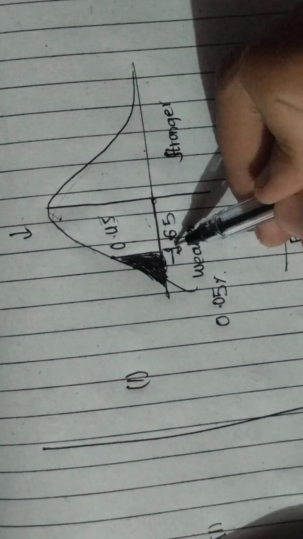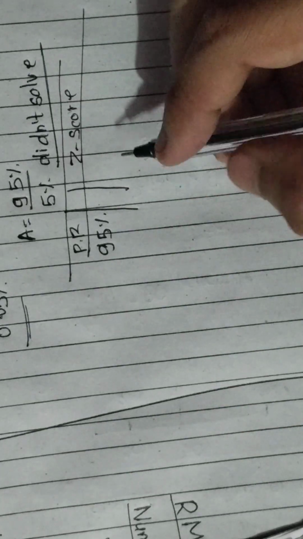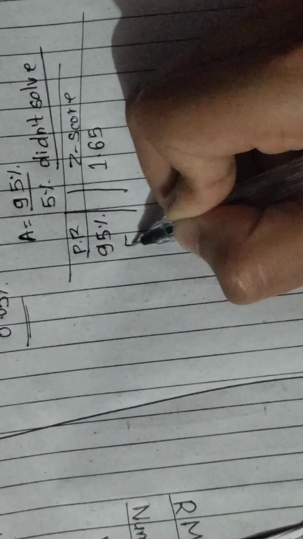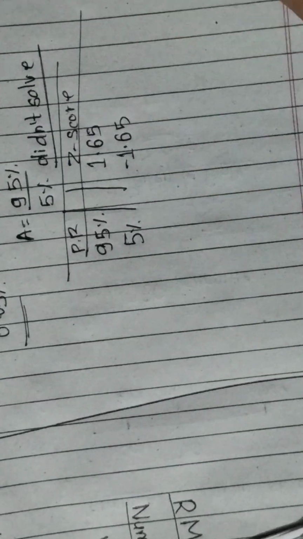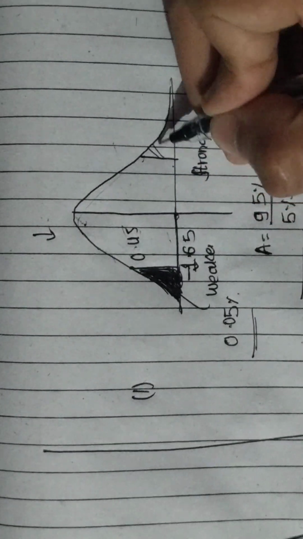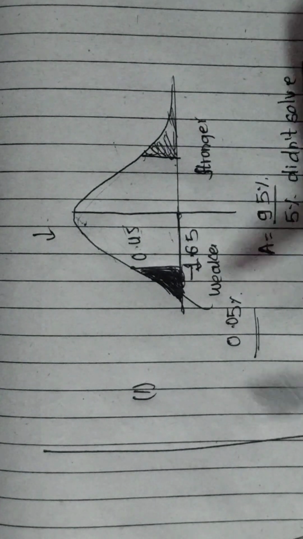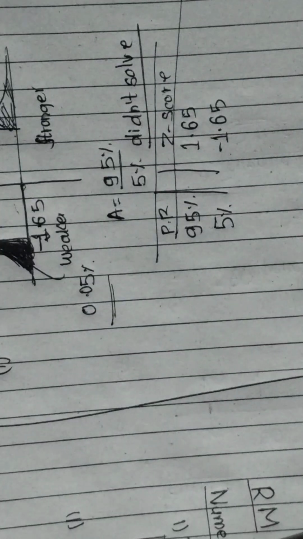So it means that at 1.65, the area after that is 0.05. So the z score for the 95 percentile is 1.65. For the 5%, it will be minus 1.65. Because for 95 percentile, we have to find this area, right? For the 5 percentile, you will have to find this area. So in this way, we calculate the z score.